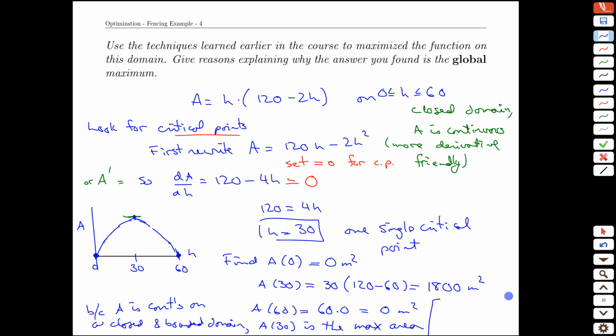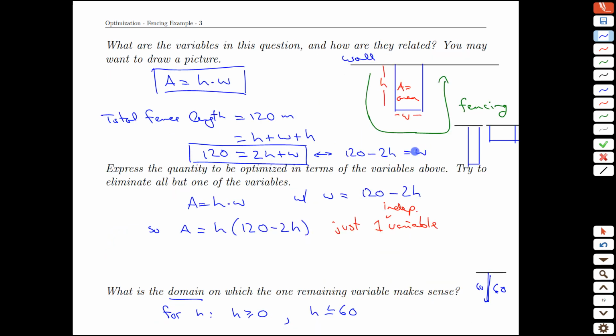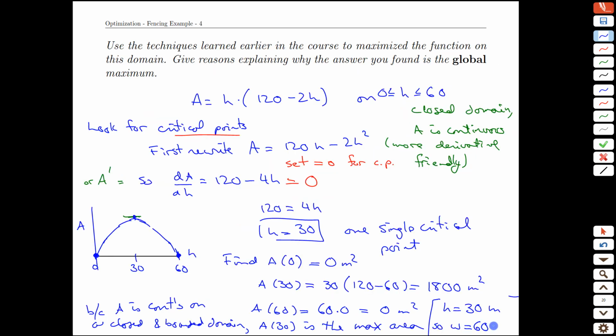And what does that come with? Well, we really want to know the dimensions of the fence we're going to build. Our h is going to equal 30 meters, and we can work backwards and find the width if we just go back one step. The width of the fence we're going to use is 120 minus 2 times that, so 120 minus 60, or 60 meters. Those are the optimal dimensions of the fenced-in area. And that's the solution to our first application of optimization to a word problem.